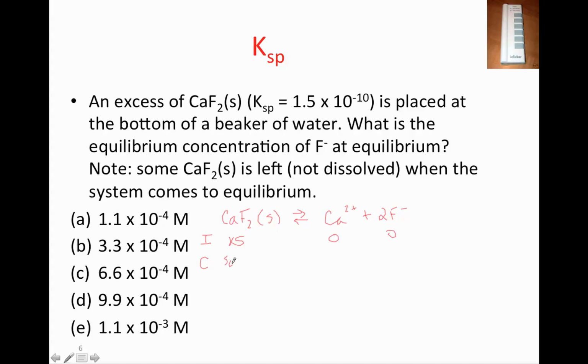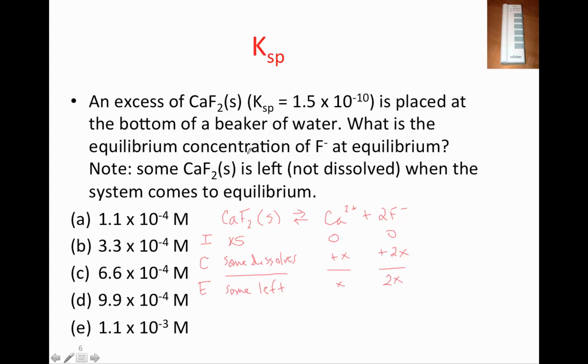So there must be a change, and so some dissolves. That means I get plus x here, but I get plus 2x here. And we see this from the stoichiometry. Every time one of these units dissociates, I get one calcium, but for every one calcium 2 plus that's created in solution, I get 2 fluorides. Then I come to equilibrium, so initial, change, equilibrium, and I was told I had an excess of this material, so I have some left. I end up with an amount x here and an amount 2x here. So those are my concentrations.